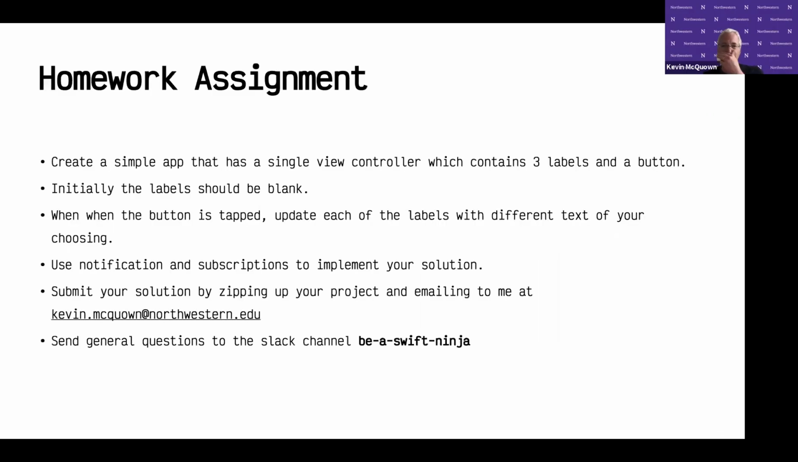Okay, so with that, the homework assignment is as follows. Basically, I just want you to create a simple app that has a single view controller, and it'll contain 3 labels and a button. Initially, the labels should be blank. When you tap the button, update each of the labels with different text of your choosing. So whatever you want to do. But to do this, you must use notification and subscriptions. You can't do it any other way. This is really showing that you understand the mechanism. But if you want to do something fancier, feel free.